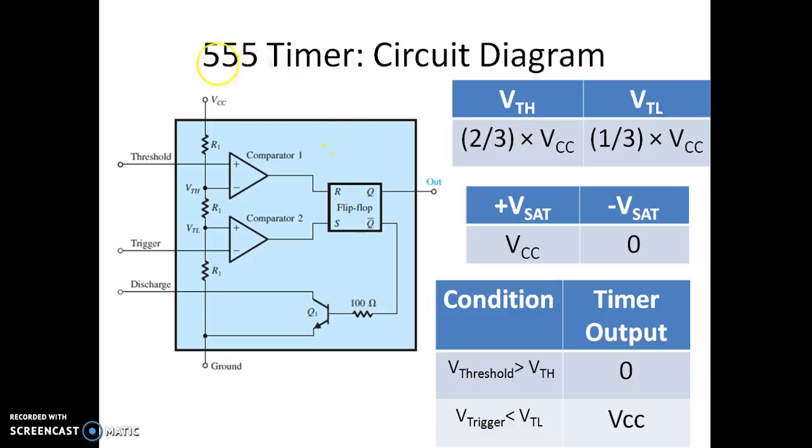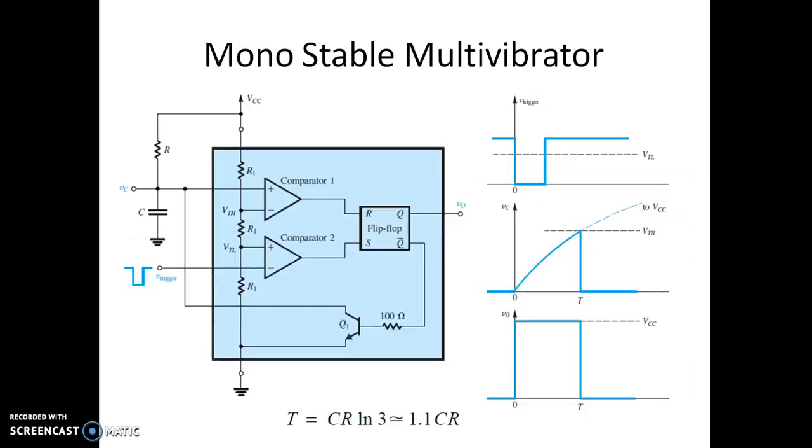The condition is that if the threshold voltage goes above VTH, then R becomes 1, then it resets and the output goes 0. Similarly, if the trigger voltage goes below VTL, as it is written here, the set becomes 1. If set becomes 1, the flip-flop will set, and then the output will become VCC. That is the basic operation of the 555 timer.